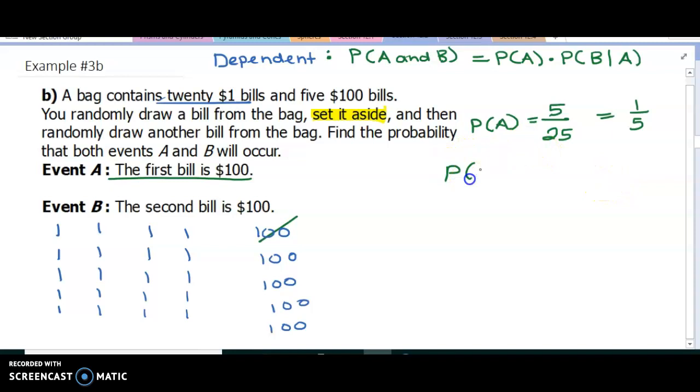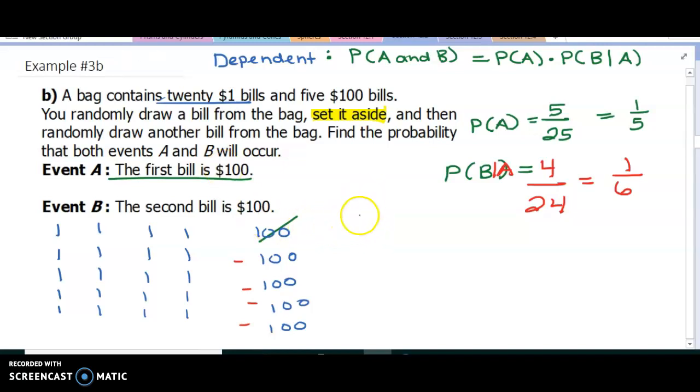Okay, now the probability of B is going to equal, we don't have 5 $100 bills left. We now have 1, 2, 3, 4 $100 bills left, and we don't have 25 choices anymore. We have only 24, right? Because one of these hundreds is gone. Okay, it does affect the second time. So 4 over 24 is 1 over 6. Okay, this is the probability of B given A, not the probability of B. Probability of B knowing that A happened, sorry.